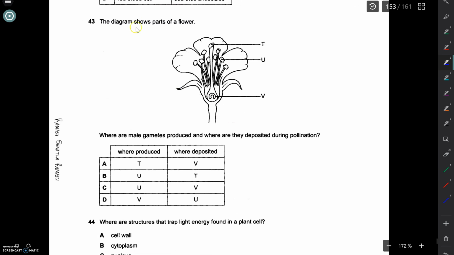43 says the diagram shows parts of a flower. Where are the male gametes produced and where are they deposited during pollination? Well, the male gametes are produced at U and they are deposited at T. So they are produced at U and deposited at T, right? Then our answer there should be B.